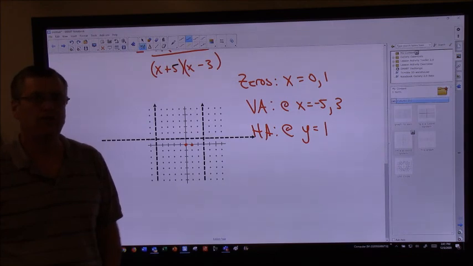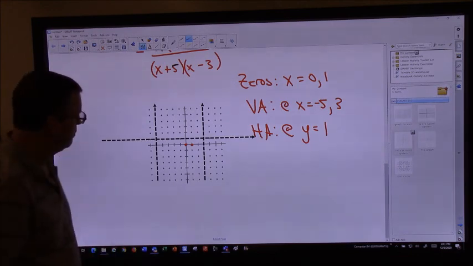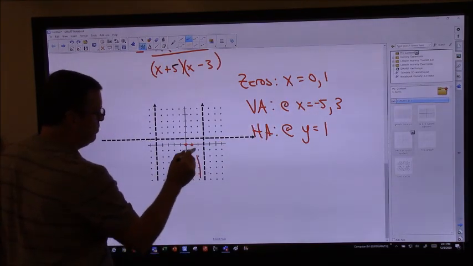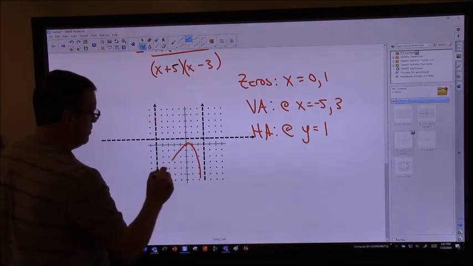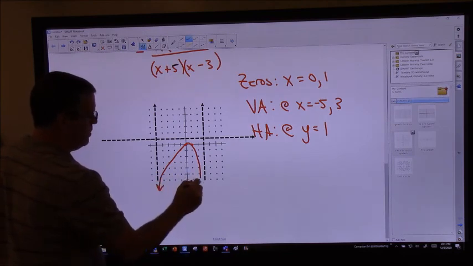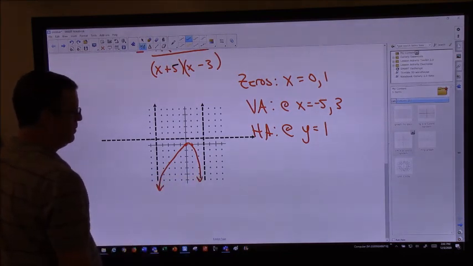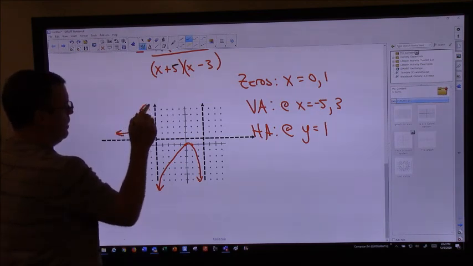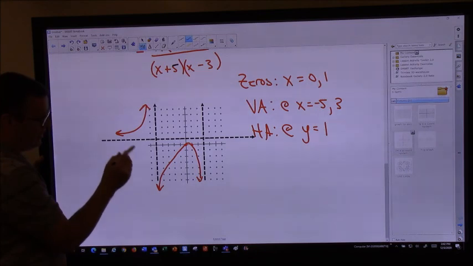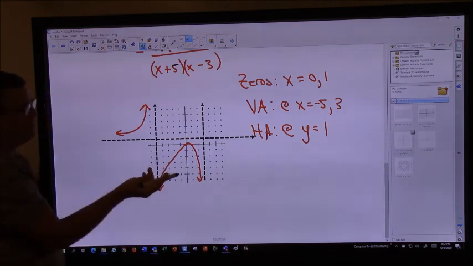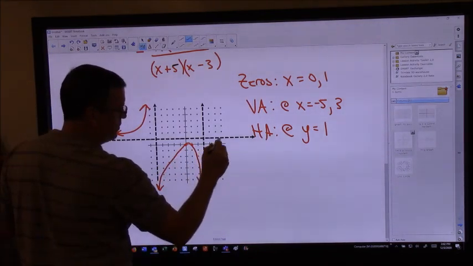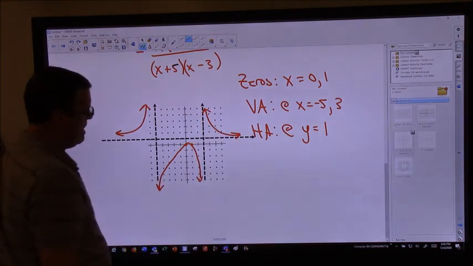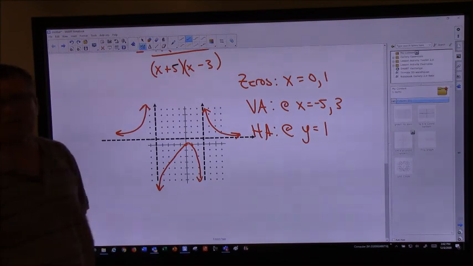I feel like I know what the graph looks like already. Both of those had a multiplicity of 1, so I have to go through the x-axis, get close to these asymptotes without touching. There's got to be something out here, and I know it's up here because if it was down here I would hit the x-axis again, right? There aren't any more zeros. I can't hit the x-axis here, so my graph has to be up here. I kind of think that's what this graph looks like.